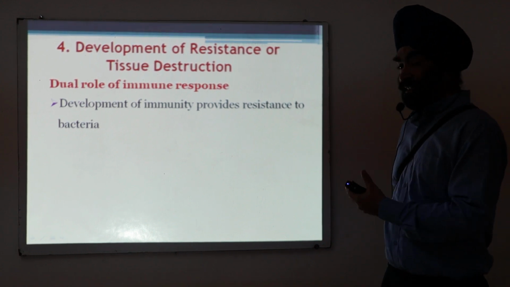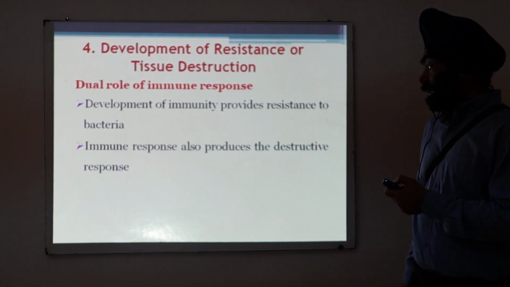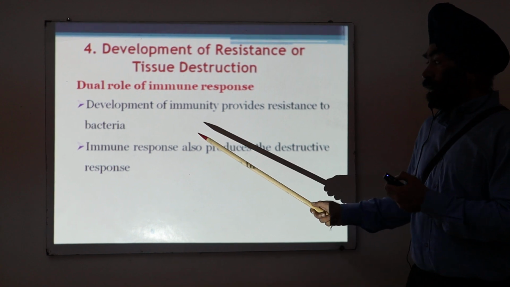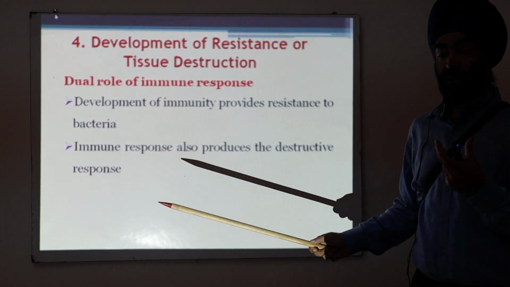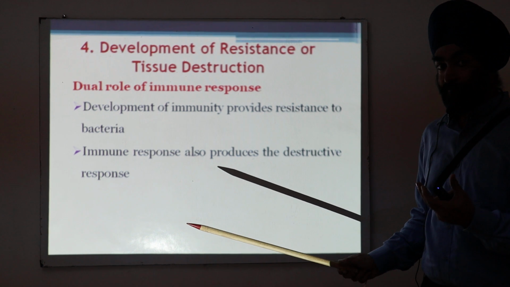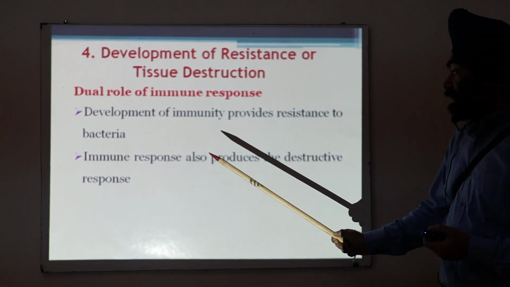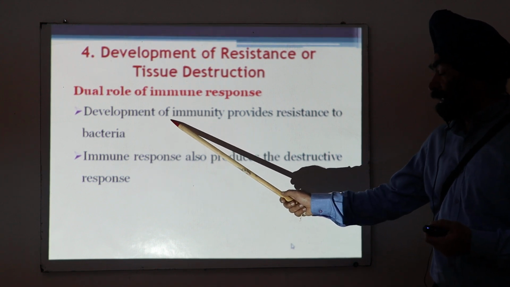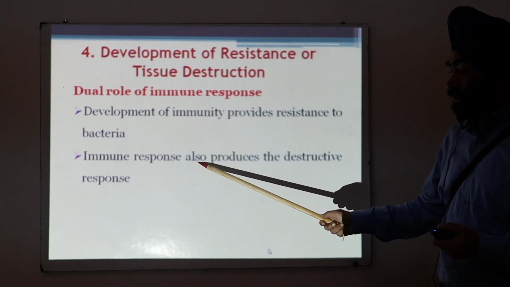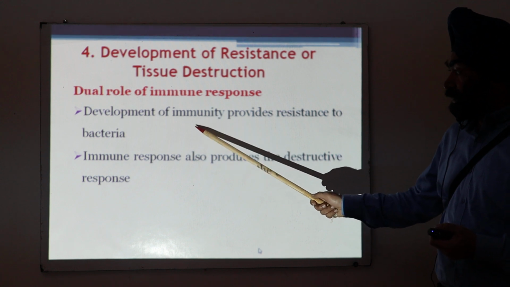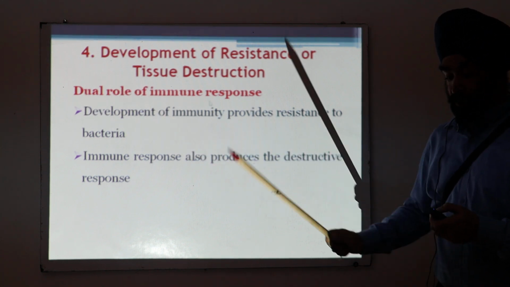It provides the resistance so that the microorganism is not able to proliferate. But at the same time, as I told earlier, this immune response also produces the destructive response. So this is the protective response, this is the destructive response. So that is why we are saying there is a dual role of the immune response.